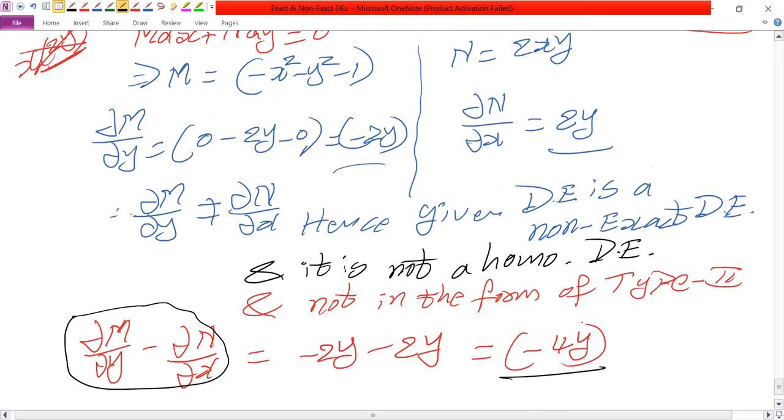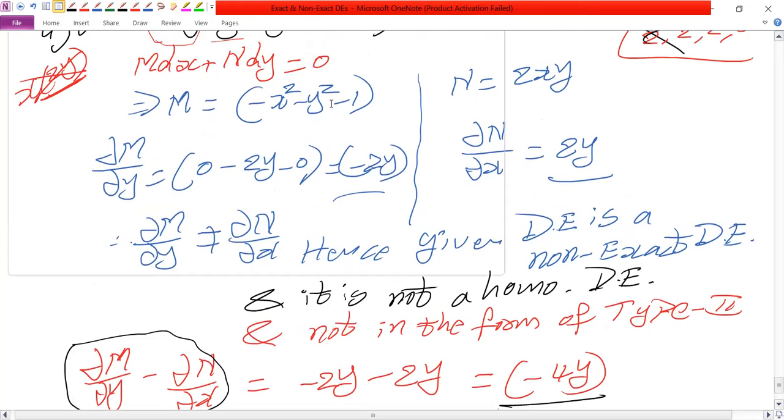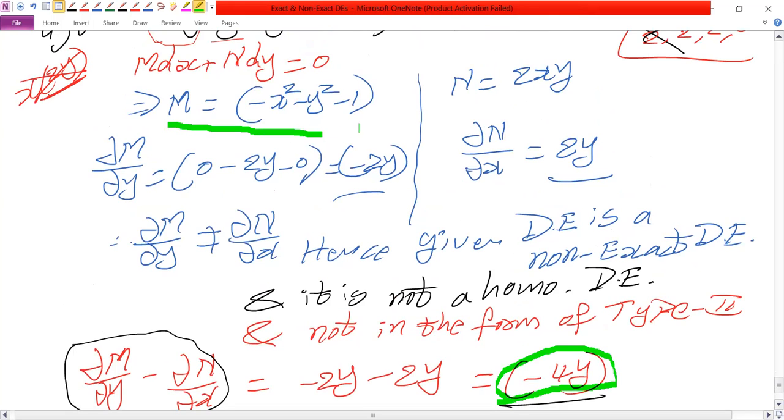Which one is important? This one we have to multiply with which one? ∂M/∂y minus ∂N/∂x we have to multiply with 1/N or minus 1/N. That is important. So with which one we have to multiply? Again, I am going to take the highlighter. We got the ∂M/∂y minus ∂N/∂x value. How many terms do we have? Only one term. But when it comes to M, how many terms are there in M? 3 terms are there.